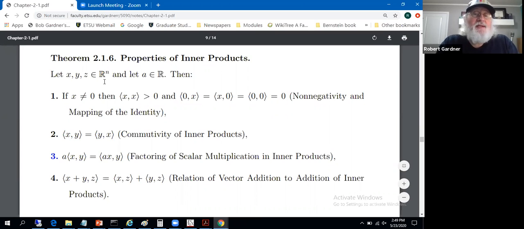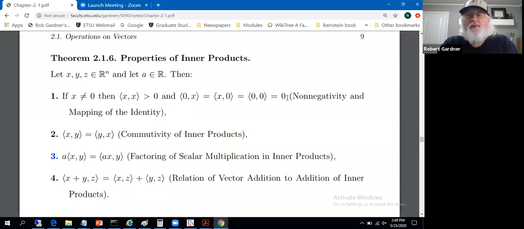If x, y, and z are vectors in Rn and a is a scalar, then for non-zero vector x, the inner product of x with itself is greater than 0. The inner product of the 0 vector with any vector x equals the inner product of that vector x with a 0 vector equals the inner product of the 0 vector with itself equals a 0 scalar. My apologies for the notation. That's a scalar, right?